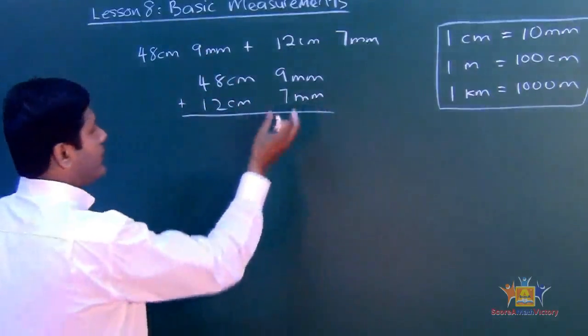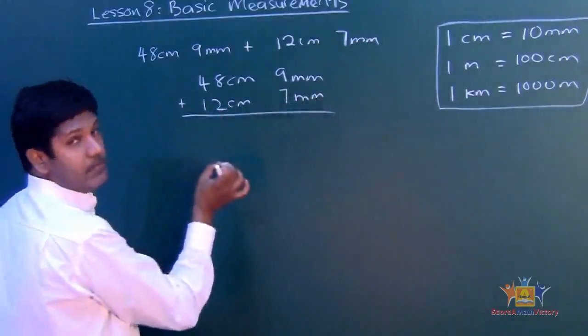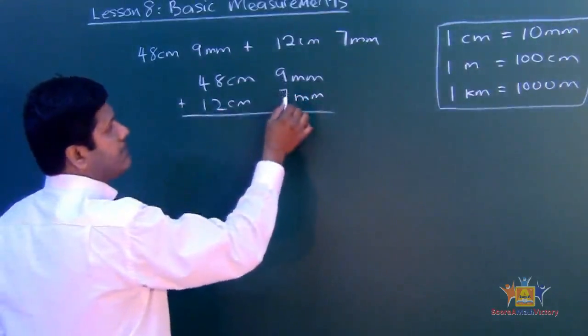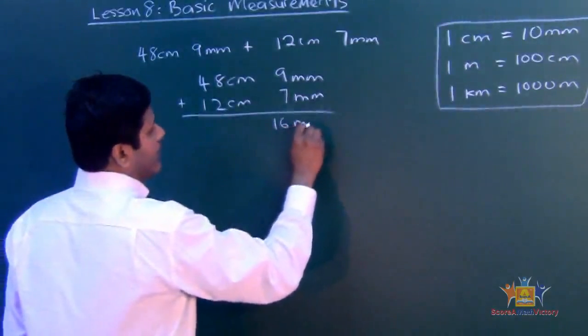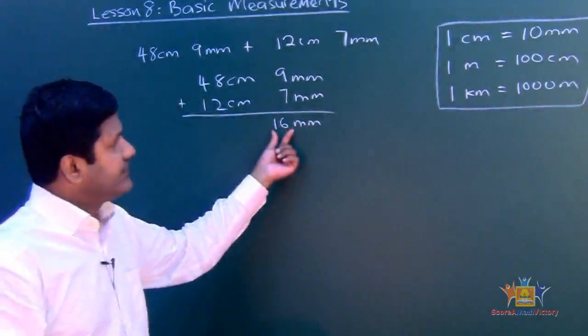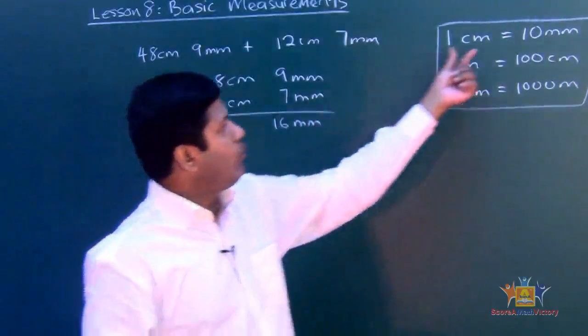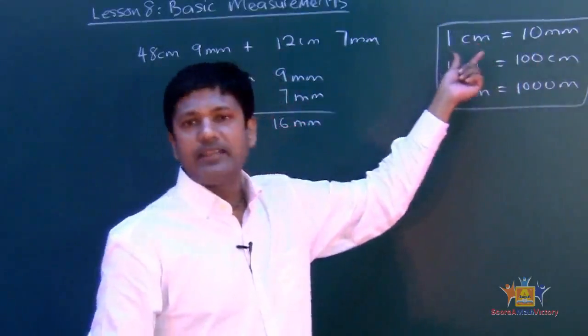Okay, so we know the relationship between millimeters and centimeters. Alright, first let's add them. 9 plus 7 is 16 millimeters. But now look at that, when you have 16 millimeters, 10 millimeters makes 1 centimeter.